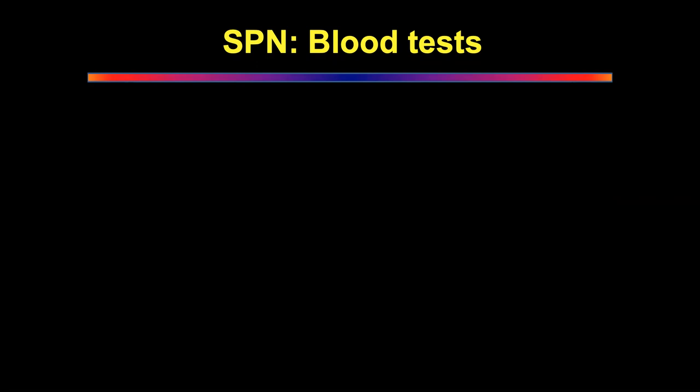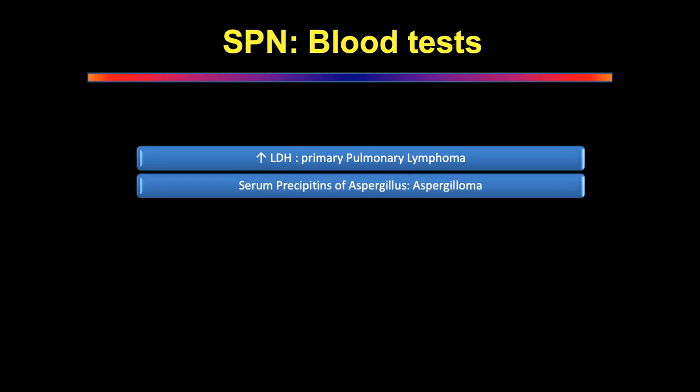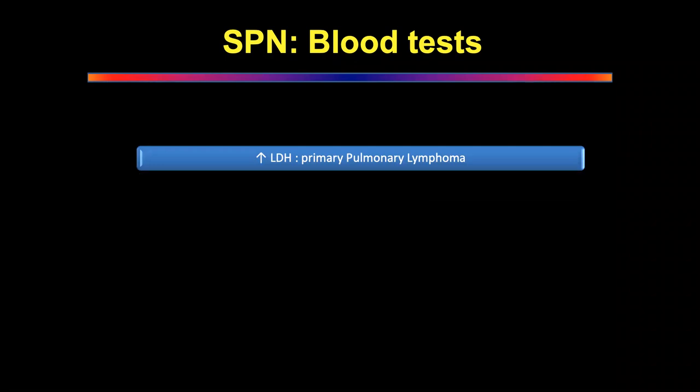Sir, LDH will be raised in lymphomas. For prostate, we'll see PSA. For bowel malignancies, we'll see carcinoembryonic antigen, CEA. Good. And then for seminomas, we'll see beta HCG. Excellent. So that is the answer for this question. So if you've got a solitary pulmonary nodule, these are the blood tests.